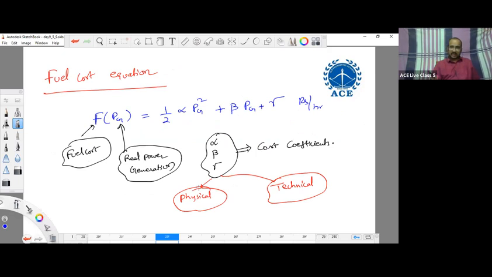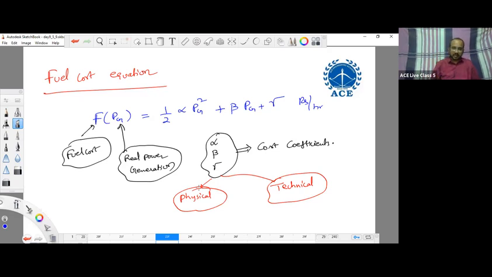Here alpha, beta, gamma are positive real coefficients, or cost coefficients. They depend on the physical and technical constraints of that plant. Physical means, suppose that plant is 100 kilometers from the coal belt. We need to transport the coal, which can be done by rail or road, so the cost will change. Mode of transport will influence it. Type of coal will influence that. And what type of plant it is, what is the capacity of that plant, and what is the technology of that plant, all decide these cost coefficients.